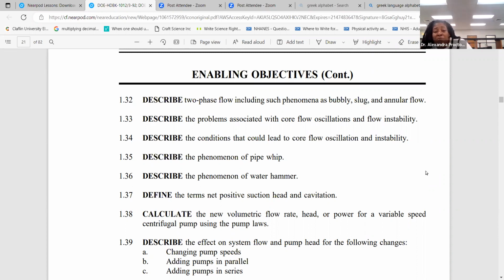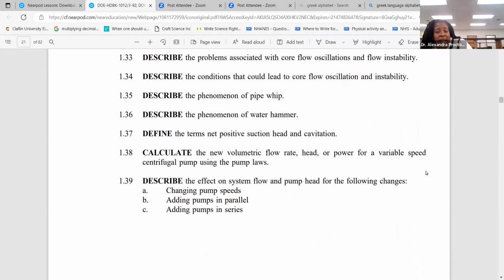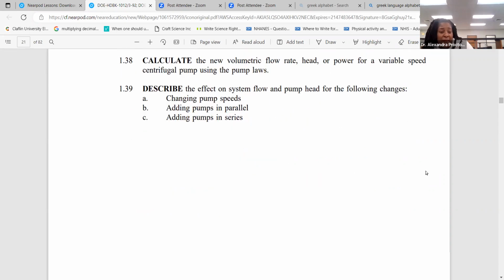Define the terms net positive suction head and cavitation, and calculate the new volumetric flow rate, head, or power for a variable speed centrifugal pump using pump laws, and describe the effect on system flow and pump head for the following changes: changing pump speeds, and adding pumps in parallel and in series.